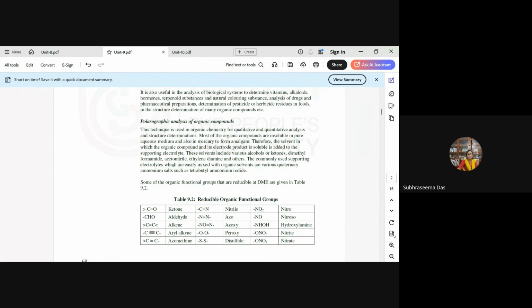Most of the organic compounds are insoluble in pure aqueous medium and also in mercury to form amalgam. Therefore, the solvent in which the organic compound and its electrode product is soluble is added to the supporting electrolyte. The commonly used supporting electrolytes are easily mixed with organic solvents and include various quaternary ammonium salts such as tetrabutyl ammonium iodide. Some of the organic functional groups that are reducible at the DME are given in table 9.2.